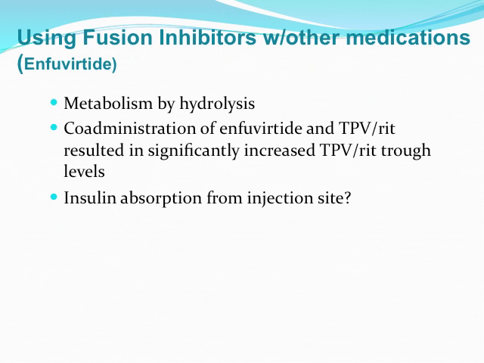And then lastly, I want to touch on Enfuvirtide. I don't know how many of you have had experience working with Enfuvirtide, the fusion inhibitor. It's metabolized by hydrolysis. Co-administration of Enfuvirtide and ritonavir-boosted Tipranavir results in a significant increase in the Tipranavir trough levels. The main problem with Enfuvirtide, for those of you who've used it, is that it's the injectable, right? You have to give it sub-Q, a twice a day injection. And there's been a question of whether it alters insulin absorption.